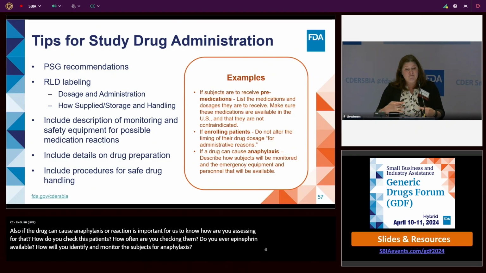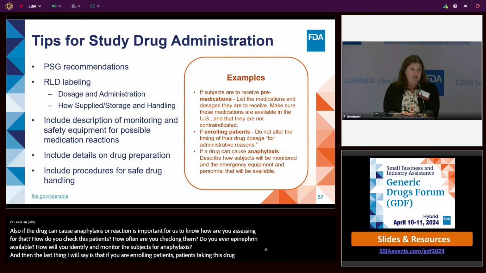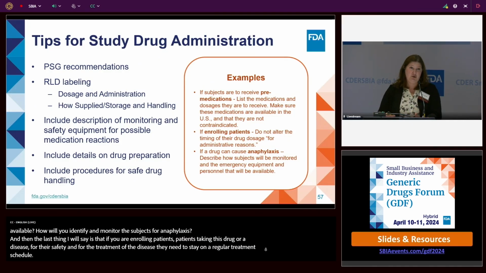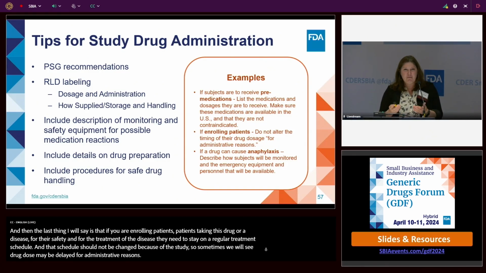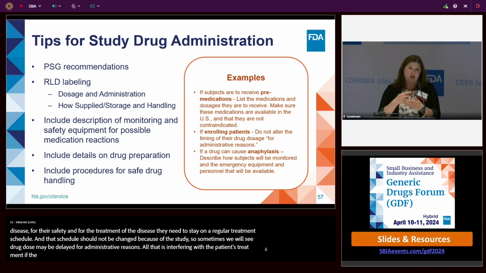And then the last thing I'll say is that if you are enrolling patients that are taking this drug for a disease, then for their safety and for the treatment of their disease, they need to stay on their regular treatment schedule. And that treatment schedule should not be changed because of the study. So sometimes we'll see a drug dose may be delayed for administrative reasons. Well, that's really interfering with the patient's treatment. If the patient needs to stop treatment because of some adverse event, that's very different rather than just for the study.